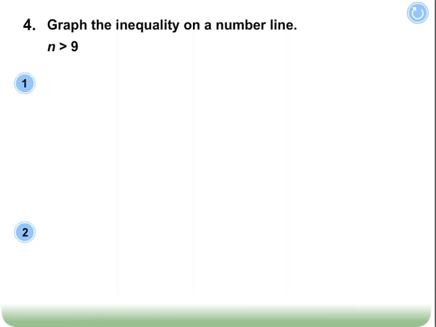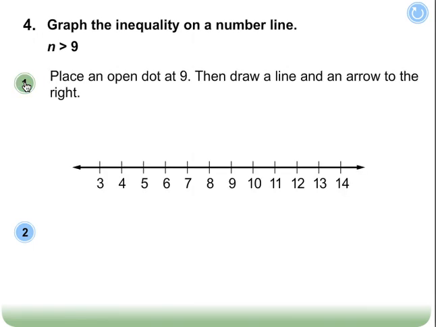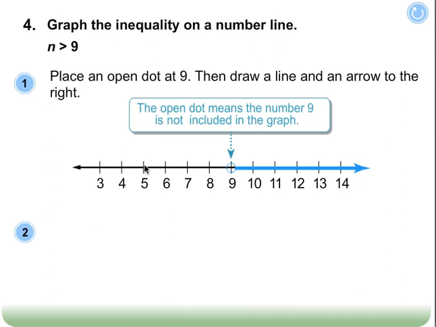Graph the inequality on a number line. N is greater than 9. So first we're going to draw a number line, and then we're going to place an open dot because we have an inequality. The open dot means the number 9 is not included in the graph. Okay, and then we draw the line this way, saying that everything greater than 9 is going to be true for that inequality.